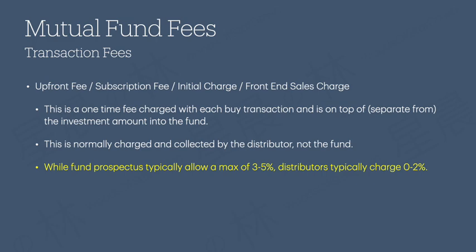Most mutual funds will indicate in their fund prospectus a permissible maximum subscription fee that a distributor can charge for the fund, which is typically 3% to 5%. However, most distributors today typically charge 0% to 2%. Do make some comparisons between distributors to ensure you are not being charged above the market norm.